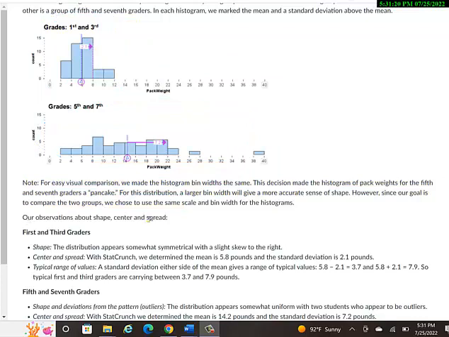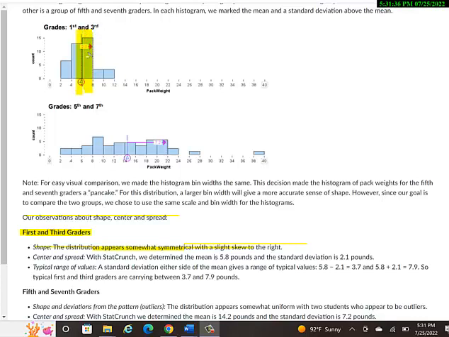x value. Our observations about shape, center, and spread: for the top histogram, the 1st and 3rd graders, the distribution appears to be somewhat symmetrical with a slight skew to the right. It's symmetrical about the middle, so we're imagining that somewhere in there is probably the mean, or close to it.